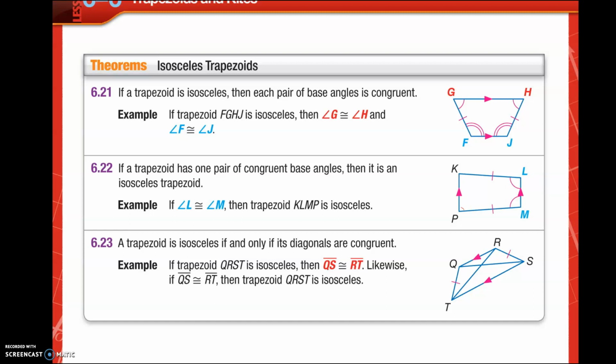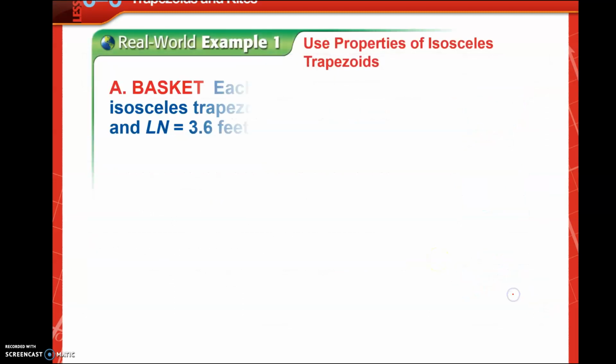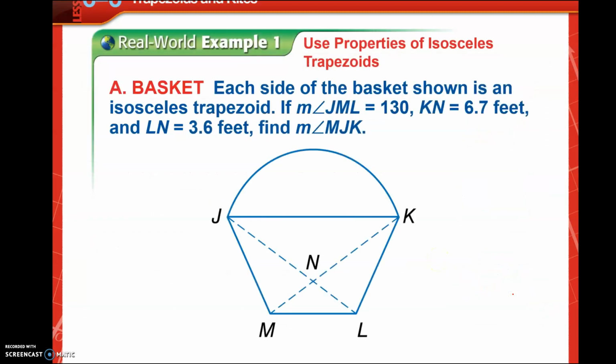And the very last thing: if it's an isosceles trapezoid, then the diagonals are congruent. So this line is congruent to this line, kind of like a rectangle, but it's an isosceles. So here we have a basket. It's an isosceles trapezoid, so right away I should know J is equal to K, M is equal to L, MK is equal to JL, all of those properties we just saw.